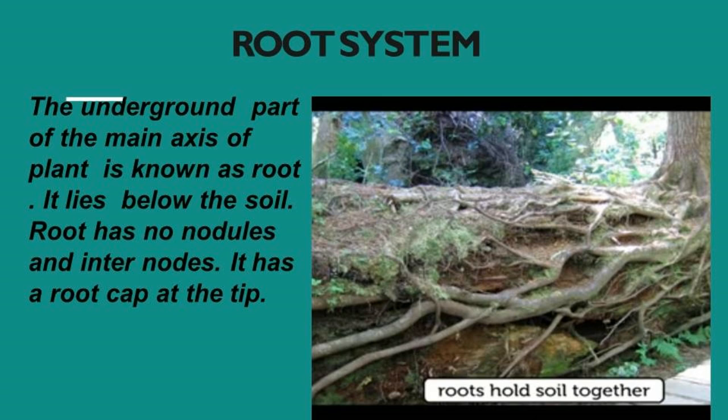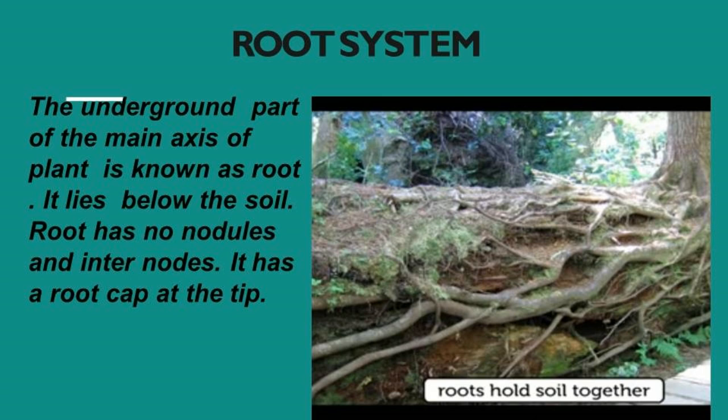The underground part of the main axis of plant is known as root. It lies below the surface of the soil. Root has no nodes and internodes. It has a root cap at the tip. The tuft of root hair is found just above the root tip. Roots are positively geotropic in nature.